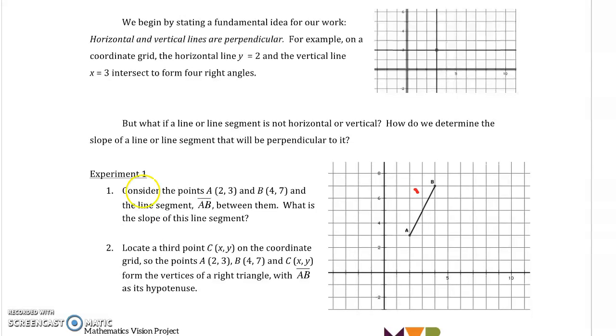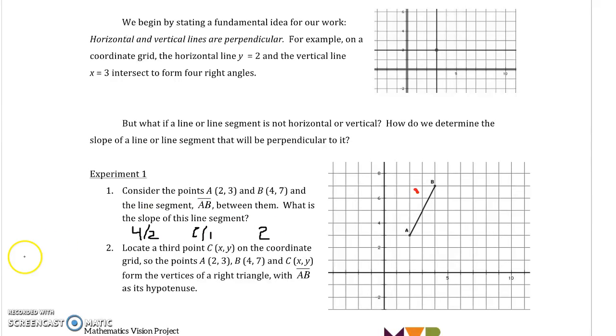So let's go down to experiment 1, where it says consider the points A (2, 3) and B (4, 7). What is the slope of this line segment? Well, to go from A to B, we are rising 4 and running 2. So the slope of that line segment is 4 over 2. You could also write that as 2 over 1, or you could write it as just 2. Okay? So the first thing we need to do for our experiment is find the slope of the original line segment.